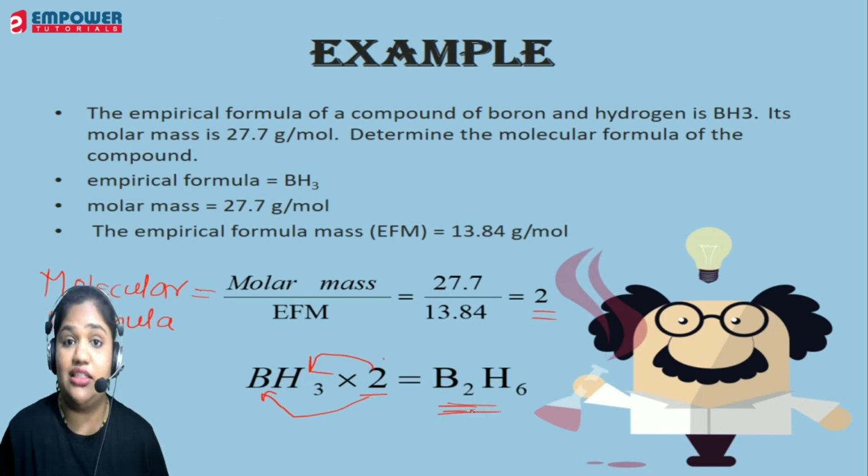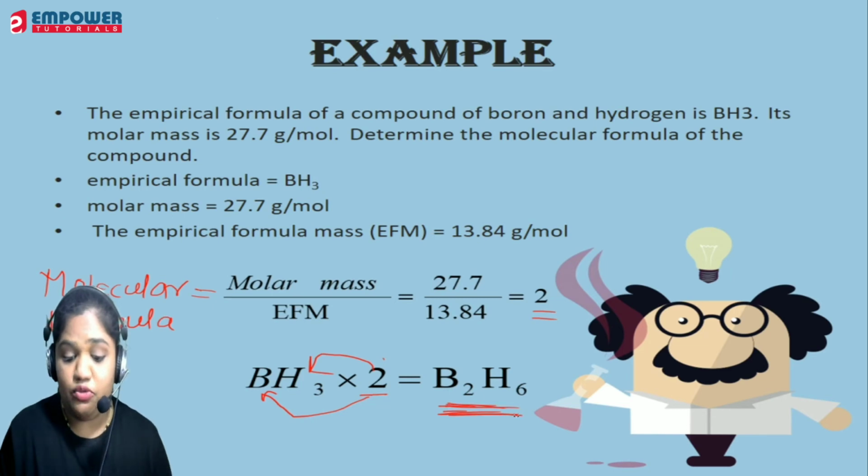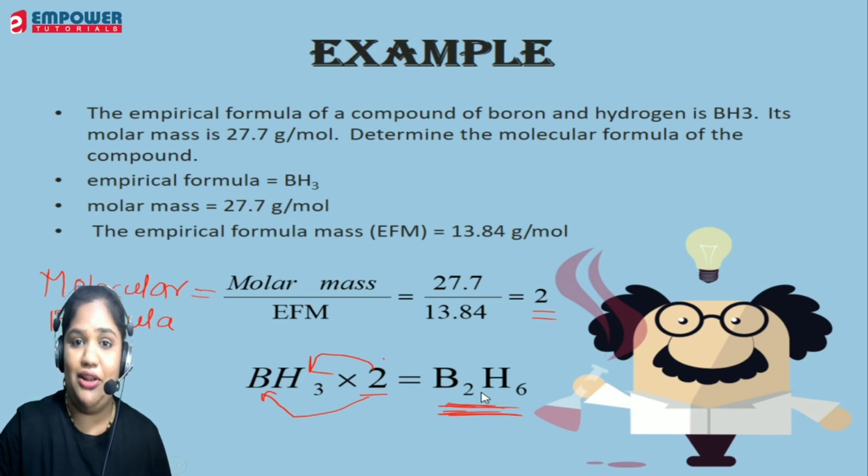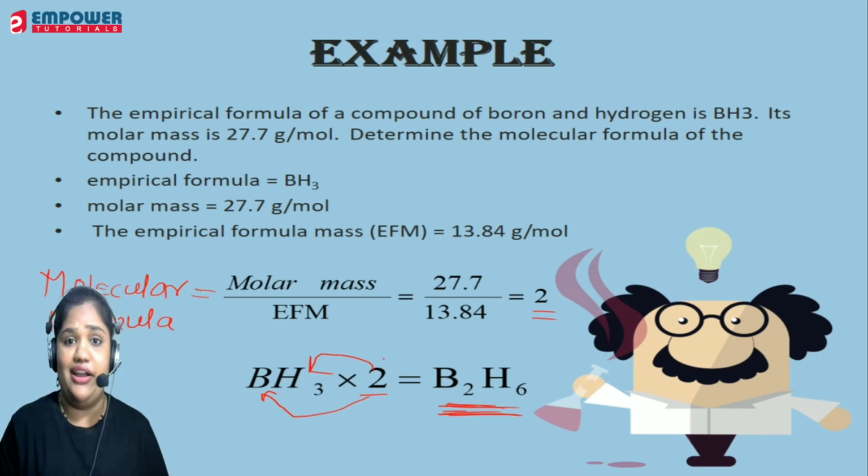B2H6. So this is nothing but diboron. Yes, this is diboron. You can see here B2H6, and it is nothing but what? The molecular formula of that particular compound. So students, this is one of the simple examples, and yes, you can do many examples like this by using this simple formula.